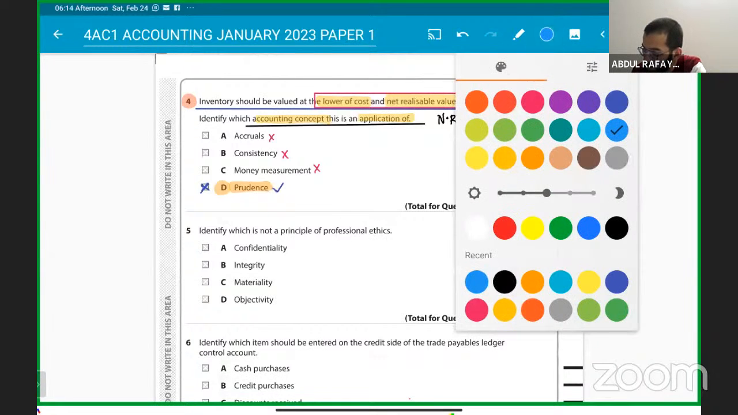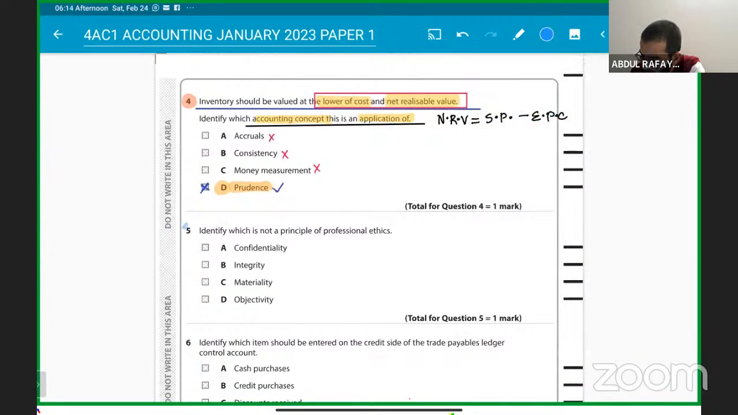Next we have question number 5, which asks to identify which is not a principle of professional ethics. Which of them is not a principle of professional ethics? You can make a guess or try this and let me know if you know the answer. Confidentiality, is it a professional ethic? Materiality.